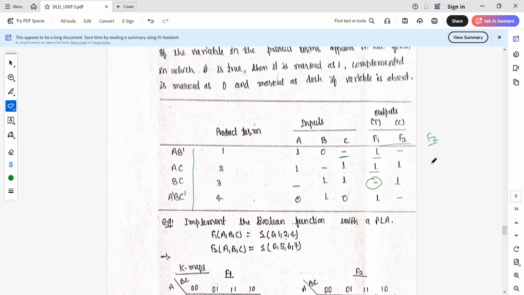What we have implemented, we have taken the concept of complement. So we are writing C here, and in case of F1, it is without complement, so using the true value.